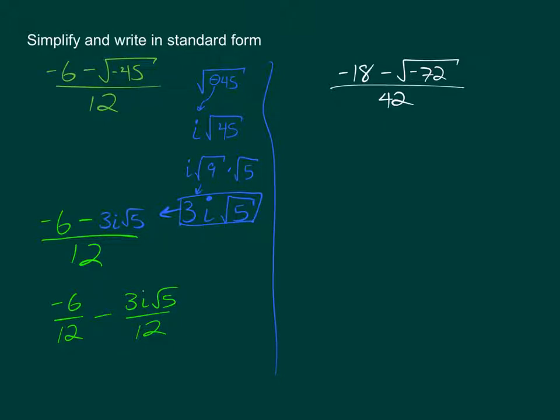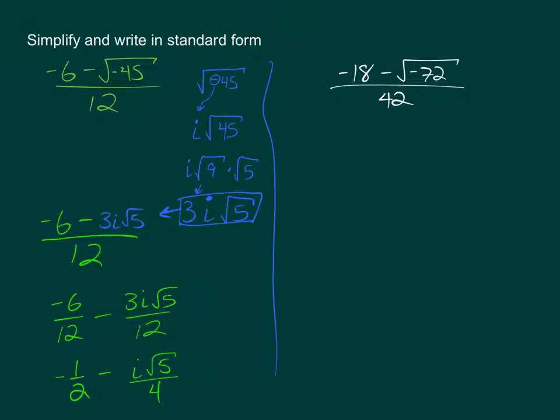And this only works like this because there's one term in the denominator. So now all we have to do is simplify this. 6 over 12 is the same thing as 1 over 2, and it's negative. So the final answer here is going to be 1 over 2 minus 3 over 12, which is the same thing as 1 over 4. I'm not going to write the 1, so it'll be i square root of 5 over 4.